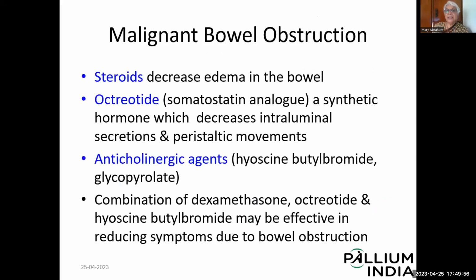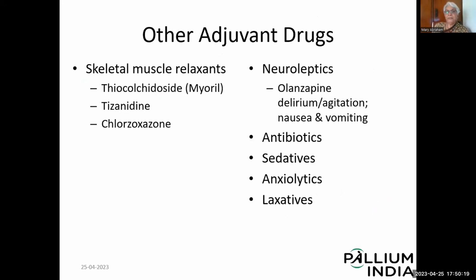radiation. Now, malignant bowel obstruction can use steroids to decrease edema in the bowel. Octreotide is a somatostatin analog, and it decreases the intraluminal secretions and the peristaltic movement, so it is effective for bowel obstruction. And also anticholinergic drugs like hyoscine butylbromide and glycopyrrolate, or you can give a combination. The other adjuvant drugs are the skeletal muscle relaxants or neuroleptic agents like olanzapine, antibiotic, sedative, anxiolytic.